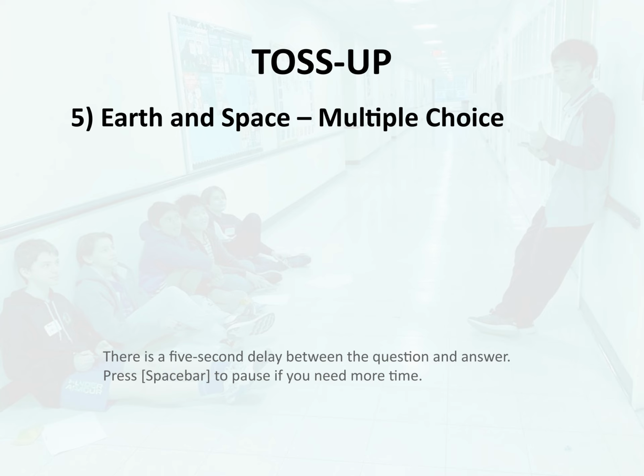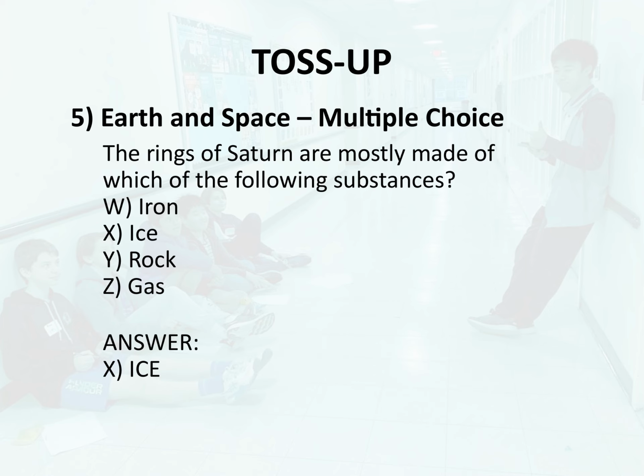Toss-up 5. Earth and space, multiple choice. The rings of Saturn are mostly made of which of the following substances? W. Iron. X. Ice. Y. Rock. Z. Gas. Answer. X. Ice.